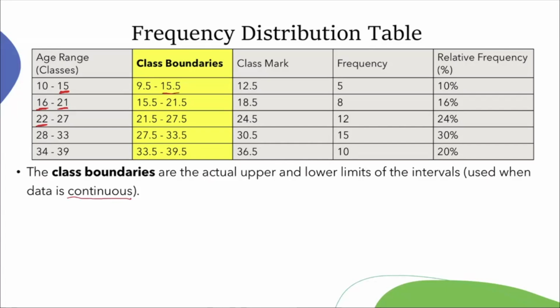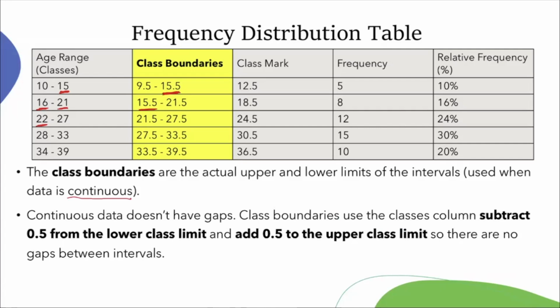If you take note of what we have here, the upper class limit of the first class boundary is the same as the lower class limit of the next class boundary. So there is no gap between the class boundaries. And the way we arrive at the numbers in this column is by subtracting 1/2 from the lower class limit and adding 1/2 to the upper class limit. So 9.5 is 10 minus 0.5, and 15.5 is 15 plus 0.5. 16 minus 0.5 is 15.5. 21 plus 0.5 is 21.5, etc. And we're doing this so there are no gaps between the intervals.